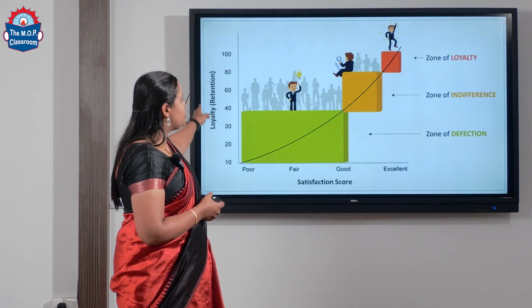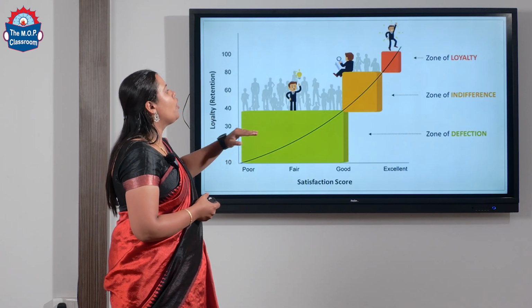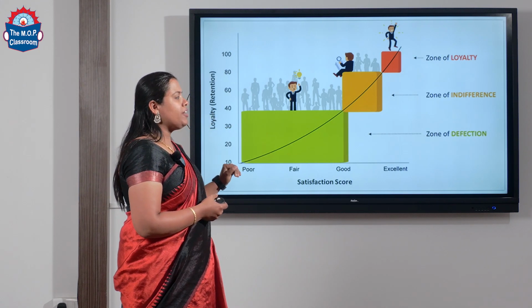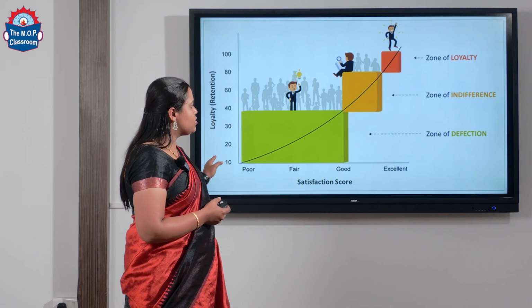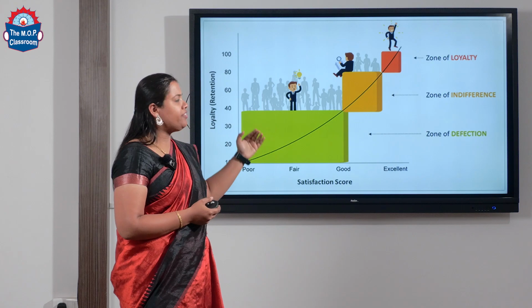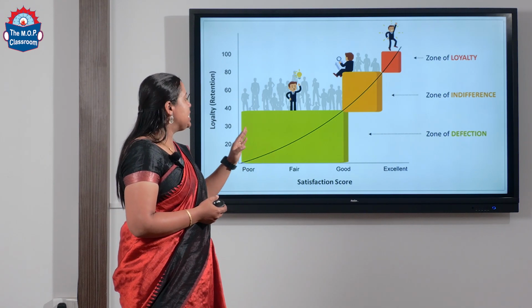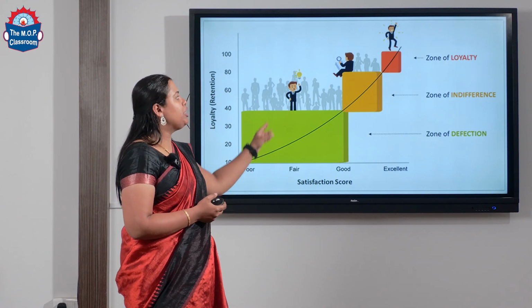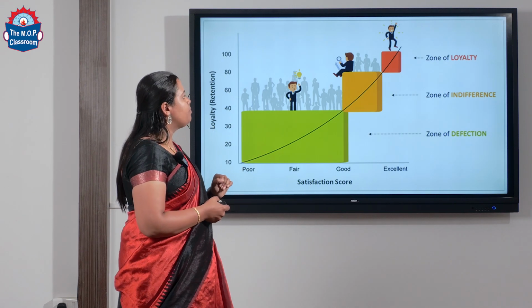So here, this is just a small graph to understand the loyalty level of every customer. Based on the satisfaction score and the loyalty retention score, we make a differentiation of these zones of defection, indifference, and loyalty also. So when there is an excellent satisfaction score and you have the loyalty also, that is when you reach the zone of loyalty by the customers.